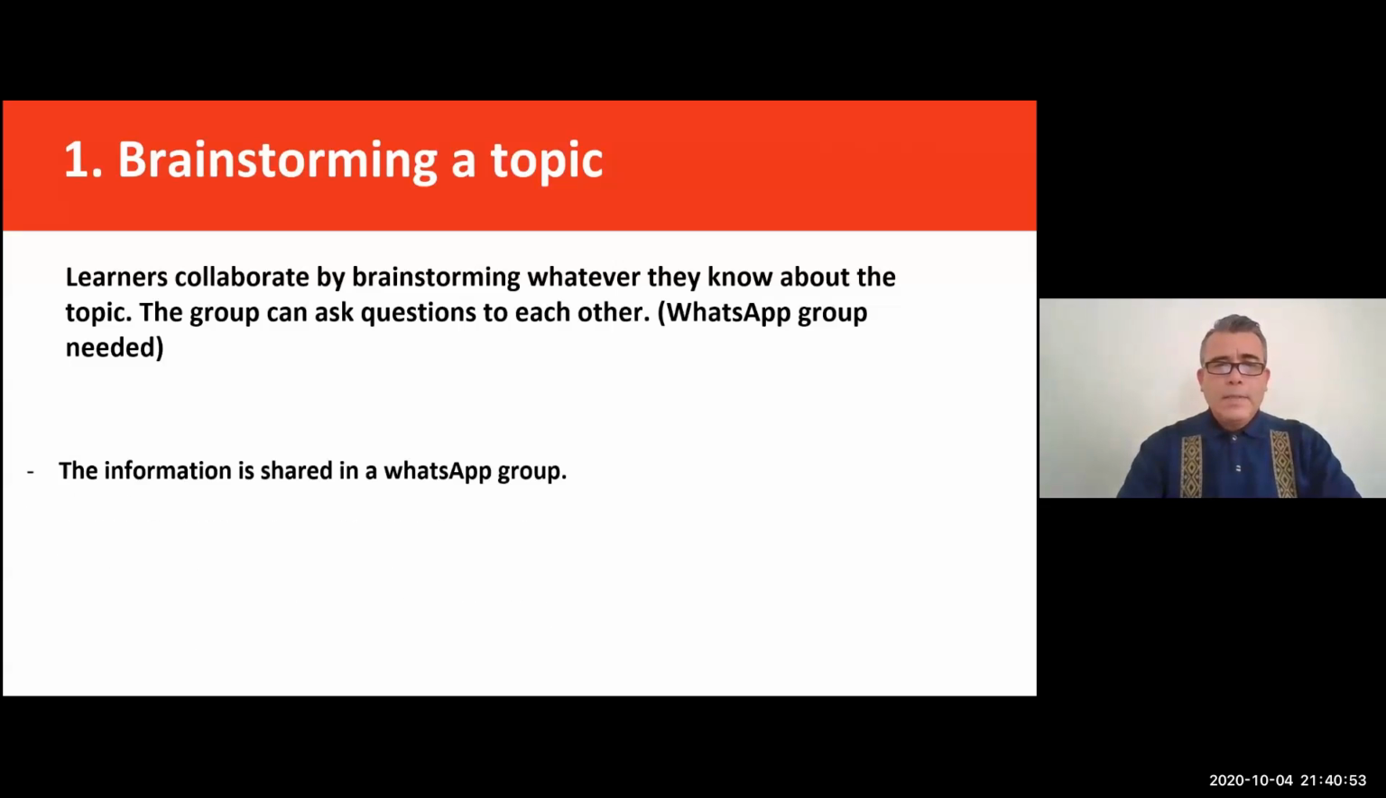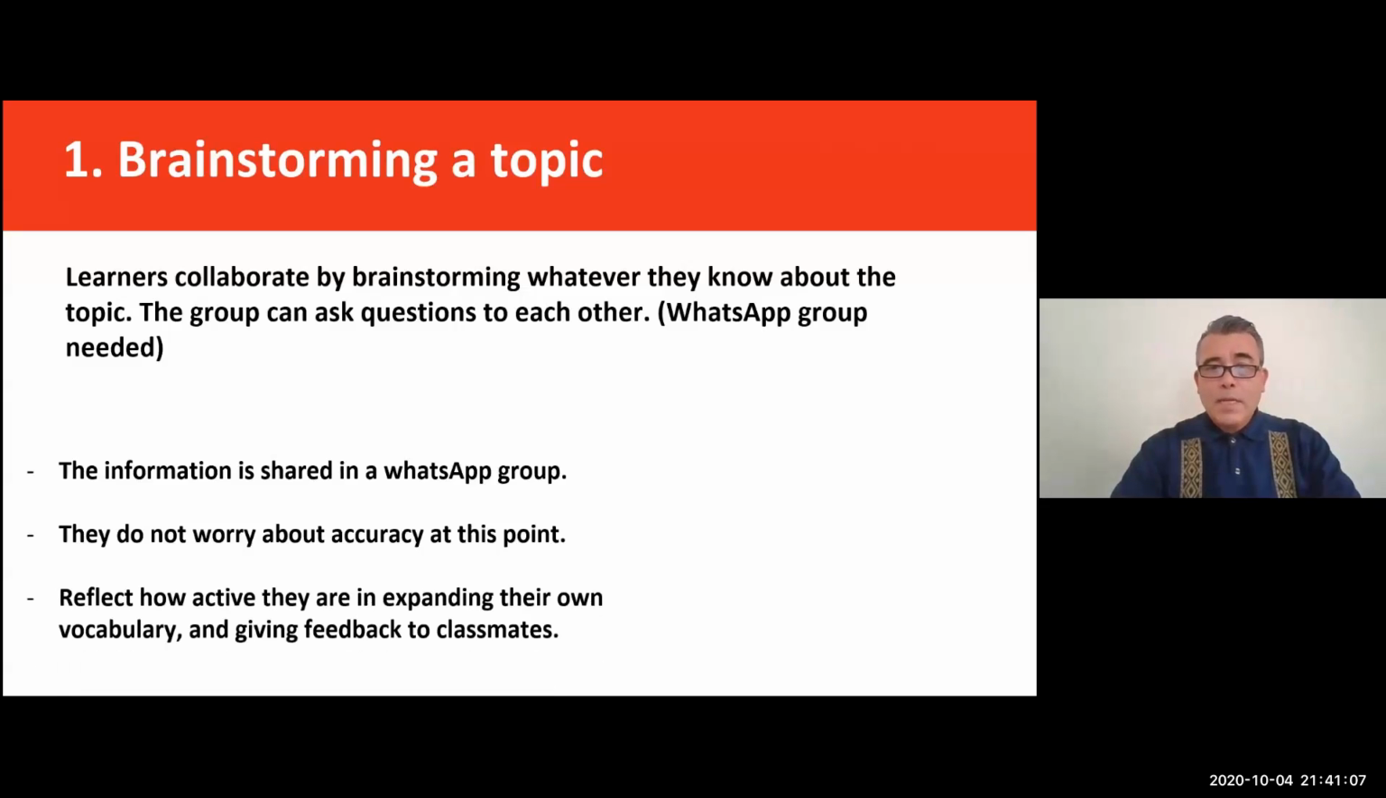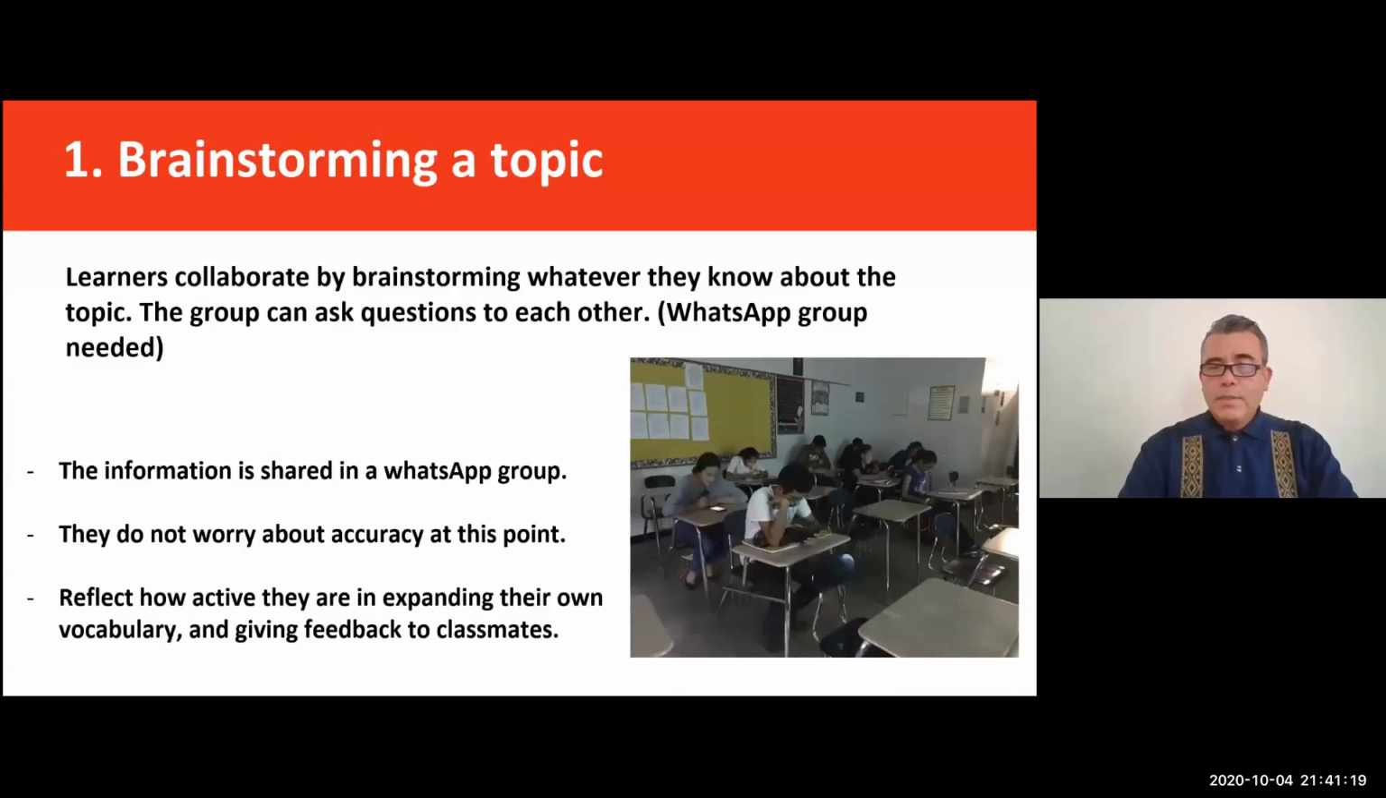So in this activity, they share information in there, but also I tell them not to worry about accuracy. They are exchanging vocabulary, comments, etc. So accuracy is not the main point in here. Communication is. So in here, students can expand their vocabulary because they are trying out some ideas and also giving feedback to their classmates. They may be asking questions to each other and helping, right? Well, and this is a picture of my students really engaged in that stage of the activity because they were exchanging messages to each other.